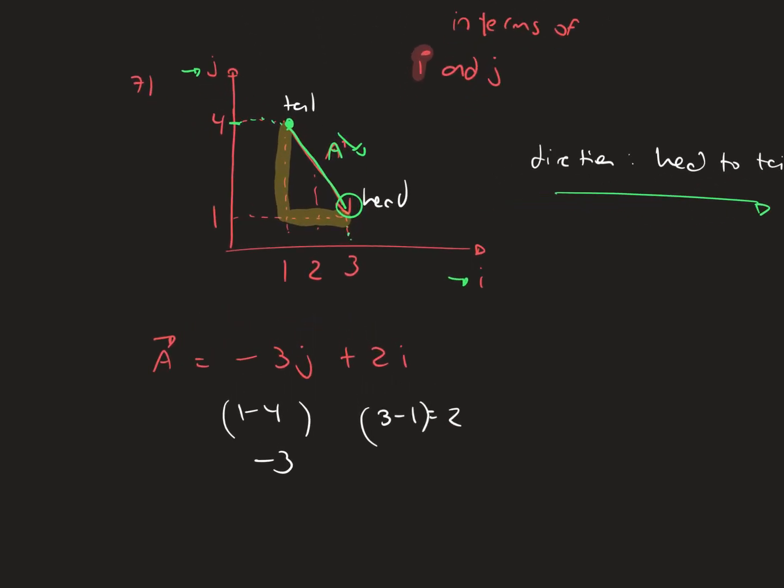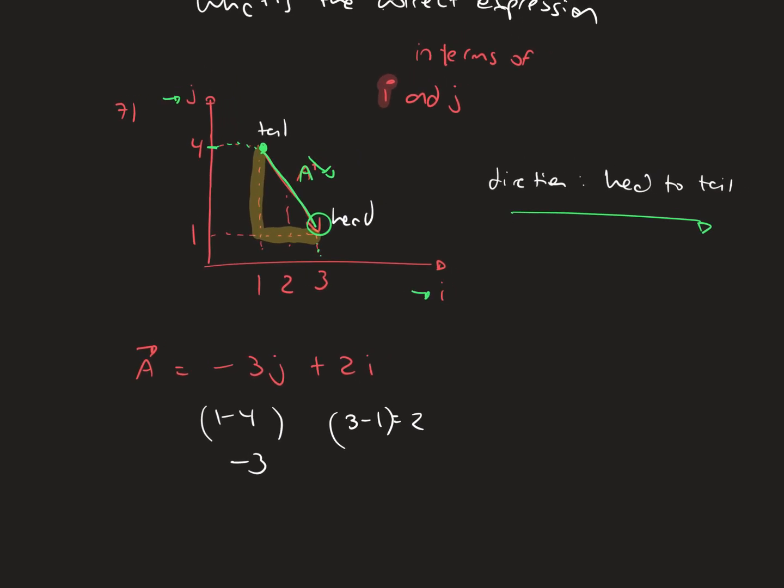So in this case, in the j direction, from head to tail is going to be from 1 to 4. So it's going to be 1 minus 4, so negative 3j.